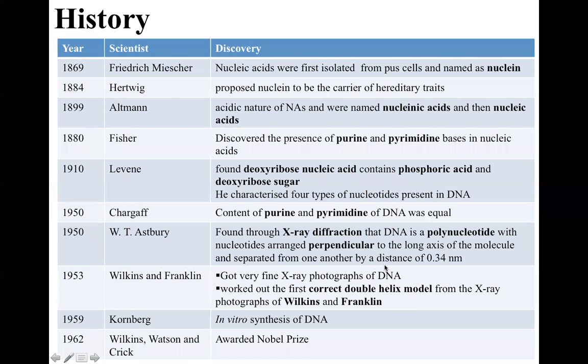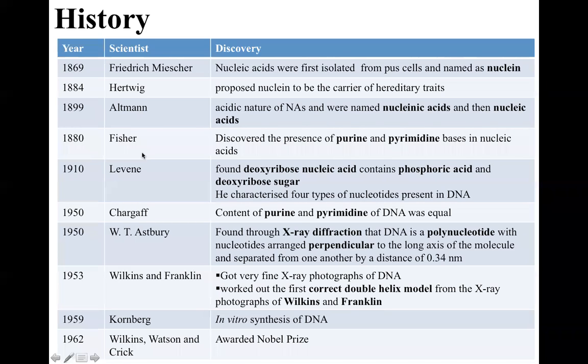So with this, we will see the historical milestones of the discovery of DNA. In 1869, Friedrich Miescher was the scientist who first isolated nucleic acids from cells and named them nuclein. In 1884, one more scientist, Hertwig, proposed that nuclein is the carrier of hereditary traits. In 1899, Altmann showed that nucleic acids are acidic in nature, so they were named nucleic acids.